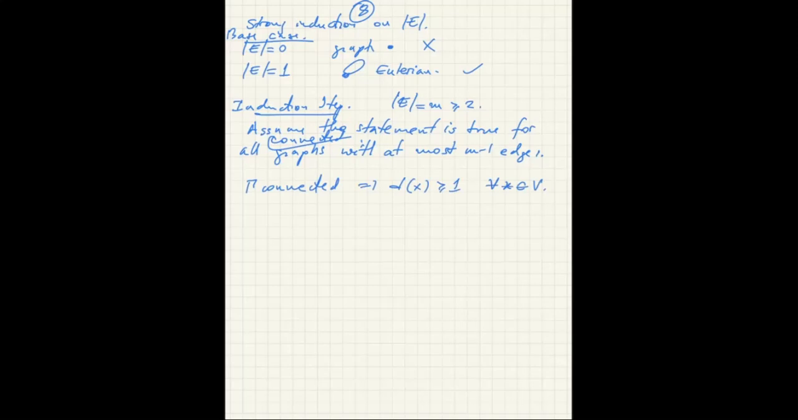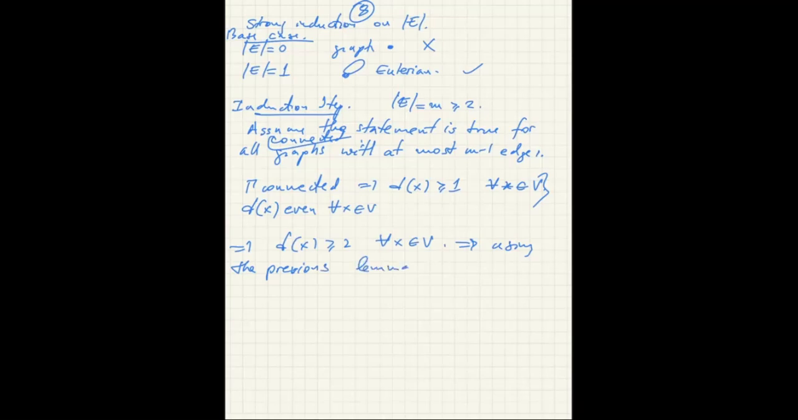But the degree of each vertex of gamma is even. So that implies that the degree of x must be greater or equal to 2 for any x in V. And by the previous lemma, gamma contains a cycle.